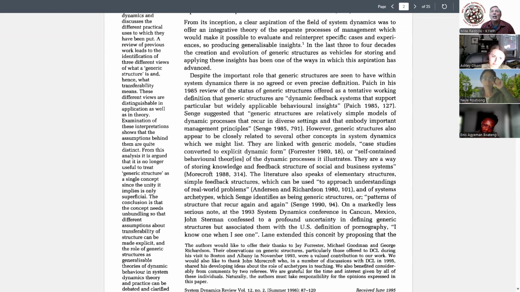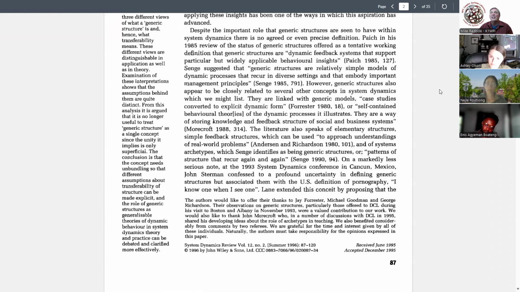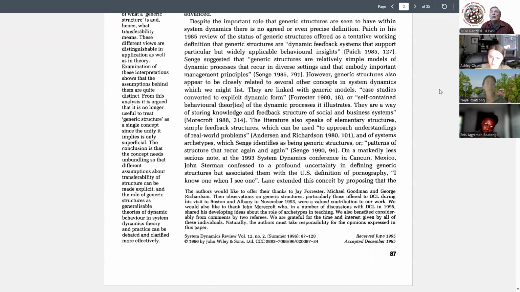From its inception, a clear aspiration of the field of SD was to offer an integrative theory of the separate processes of management, which would make it possible to evaluate and reinterpret specific cases and experiences, so producing generalizable insights. In the last 3 to 4 decades, the creation and evolution of generic structures as vehicles for storing and applying these insights has been one of the ways in which this aspiration has advanced. Despite the important role that generic structures are seen to have within system dynamics, there's no agreed upon or even precise definition. And he talks about Mark Page's paper I mentioned was in the first issue of the SD Review.